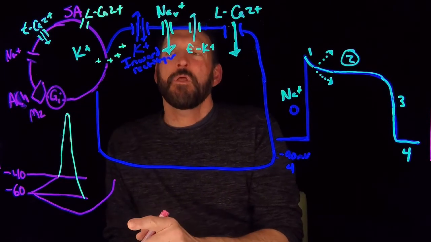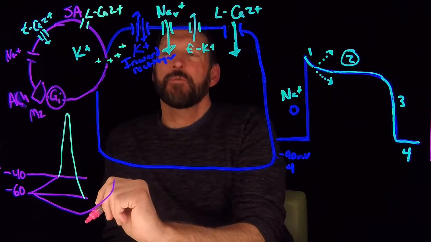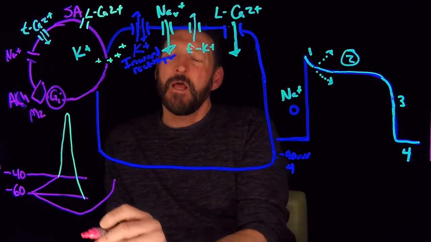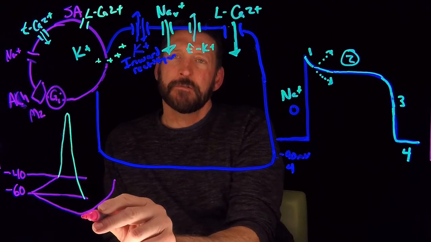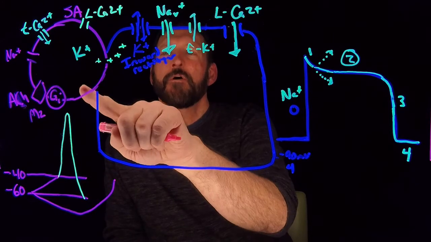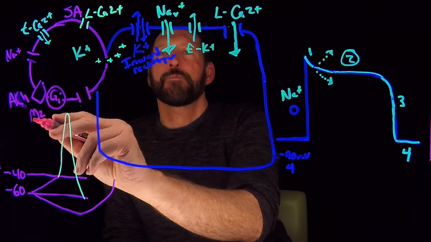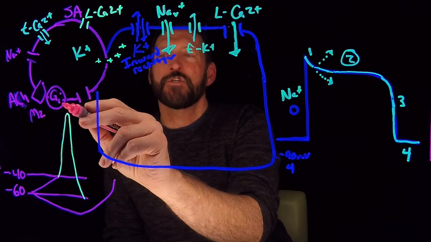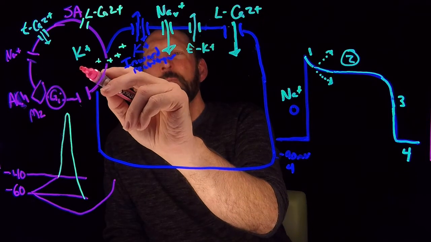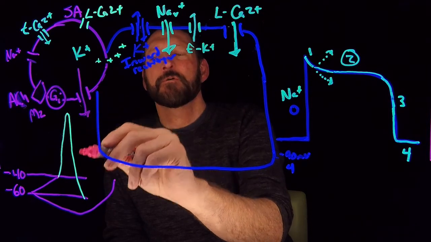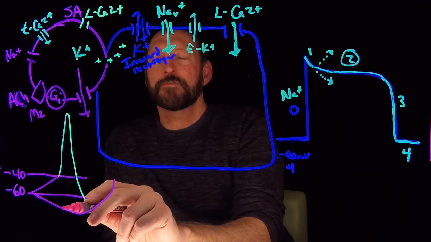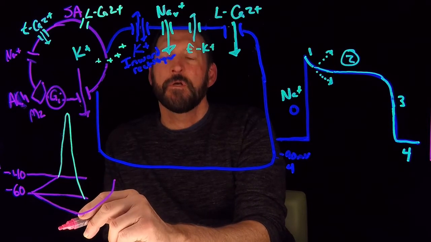So when ACH plugs into this M2 receptor and we activate this GI protein, how can we get this to move this direction? Well, one option is to open a potassium channel. So when ACH plugs into the M2 receptor, it activates the GI protein. The GI protein opens a potassium channel. Potassium goes out and my membrane potential drifts away from threshold.